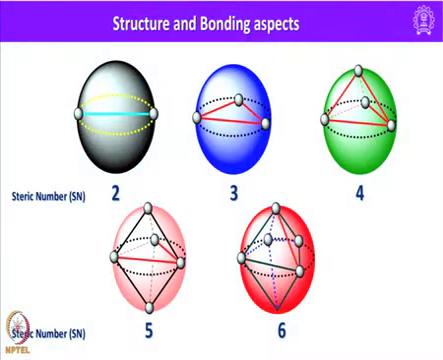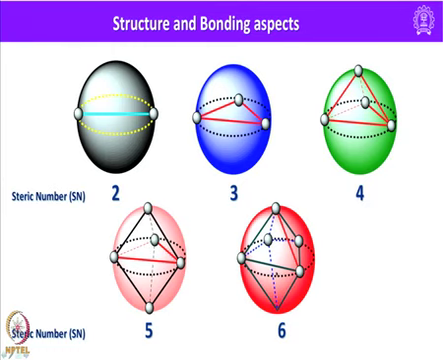I have shown some of them here. For example, if the steric number is 2, one can think of a linear geometry. If the steric number is 3, the geometry will be trigonal planar. If the steric number is 4, the geometry is tetrahedral, and if the steric number is 5, it has to be trigonal bipyramidal, and if the steric number is 6, it is octahedral.